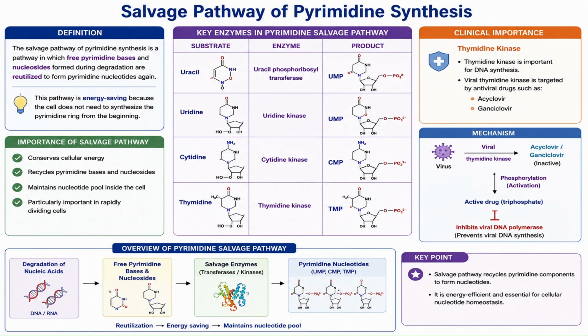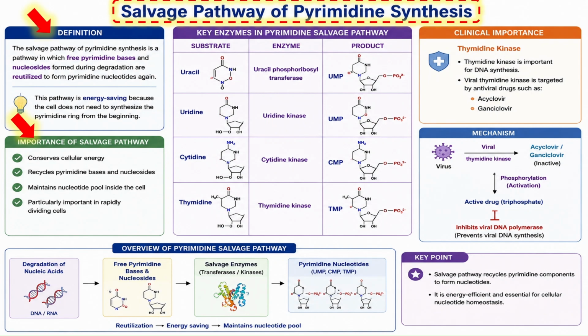So just like purines have de novo synthesis and a salvage pathway, in the same way pyrimidine synthesis can start from scratch, that is the de novo synthesis, and if preformed products are present, the formation of pyrimidines from those products is the salvage pathway. The salvage pathway recycles the pyrimidine bases and nucleosides formed during degradation. This pathway conserves the cellular energy because the pyrimidine ring does not need to be synthesized again from scratch.